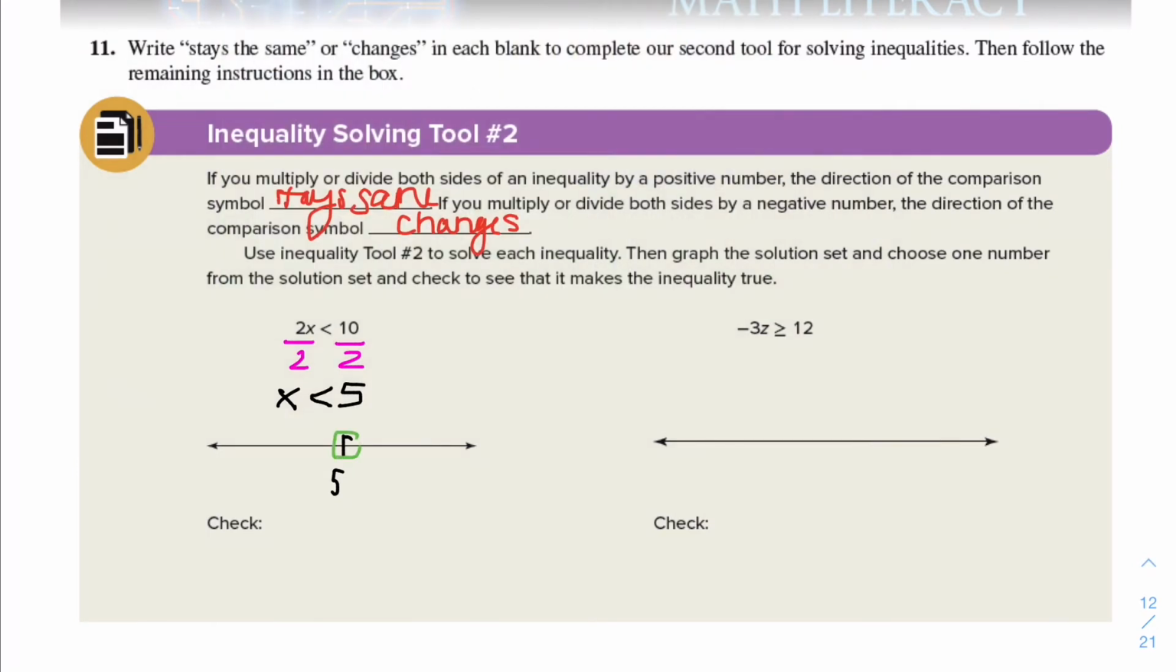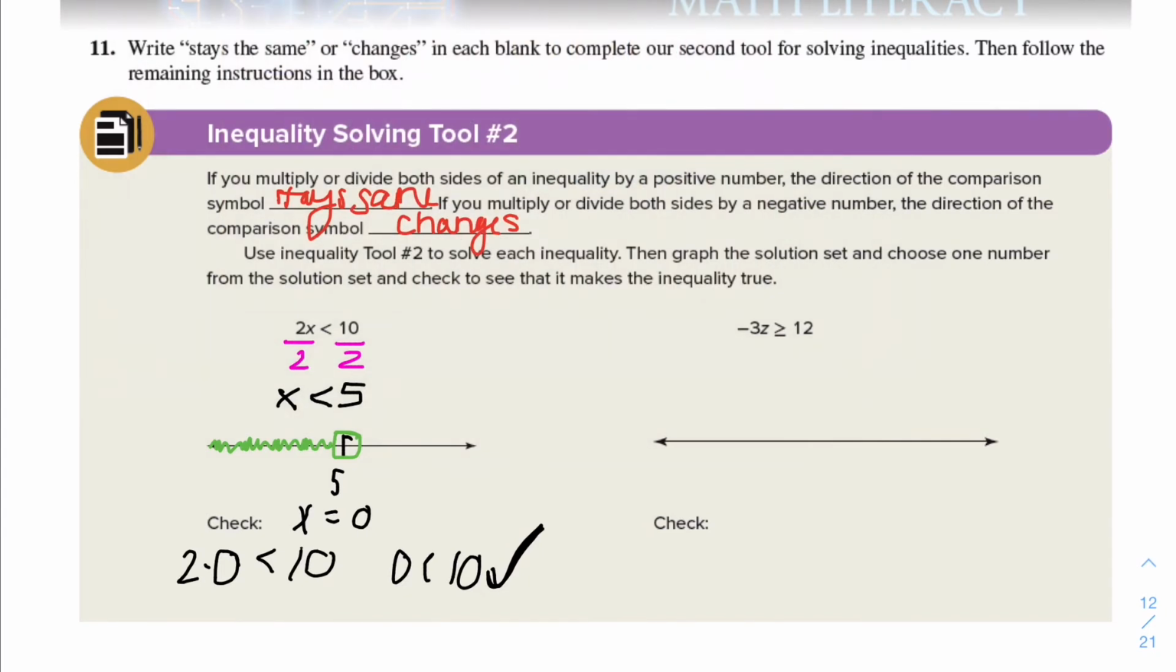It's strictly less than, so we have a circle there. And we can equal anything to the left. So if you want to check that, you want to pick a number that falls in this green interval. You could pick x equals 0. If you plug that in, you get 2 times 0 is less than 10. 0 is definitely less than 10. So this works. Okay.